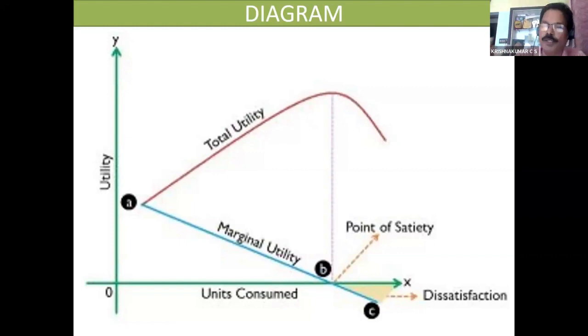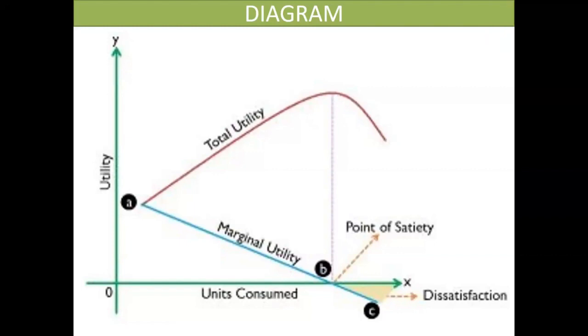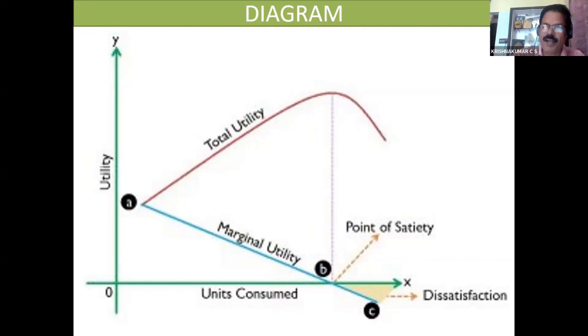As we consume more and more units of a commodity, marginal utility keeps on falling. Total utility initially increases at a diminishing rate until marginal utility is zero, and after marginal utility is zero, total utility also starts falling. This theory is called the law of diminishing marginal utility. Can you tell me what are the assumptions of this law?